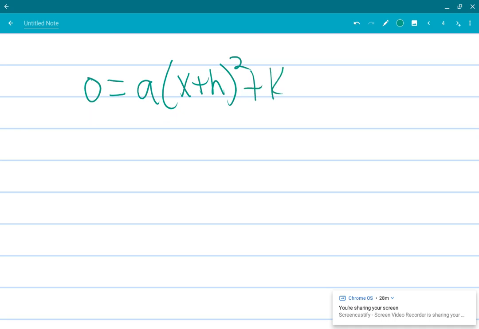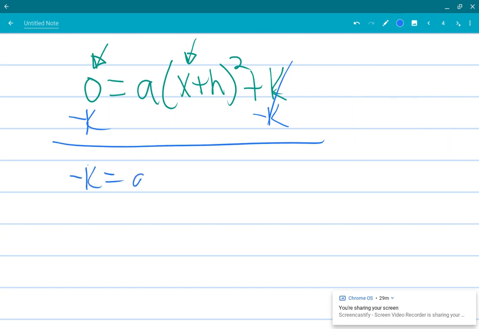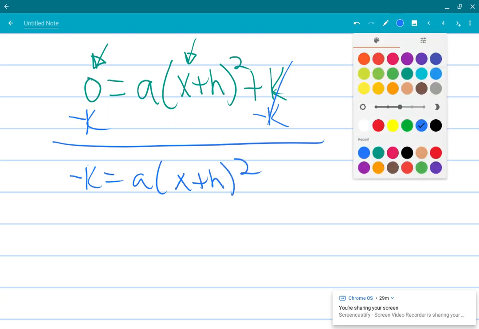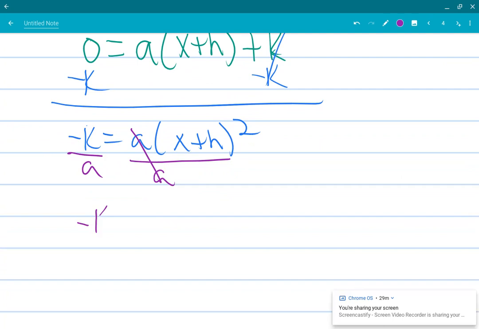All right. So I changed the f of x to 0 because the y is 0. And I want x by itself, right? So I need to subtract k. Bye-bye, k. Now I have negative k equals a times (x plus h) squared. Then I need to get rid of the a, so I'm going to divide by a. Then I'm going to have negative k over a equals (x plus h) squared.